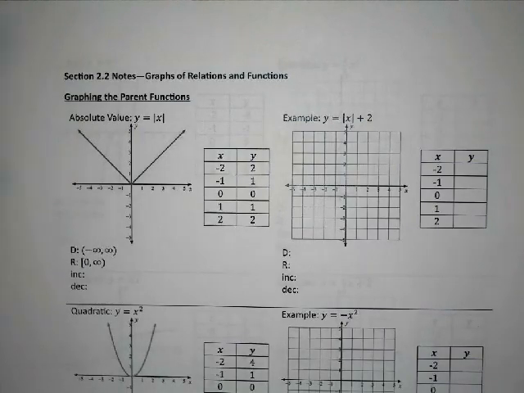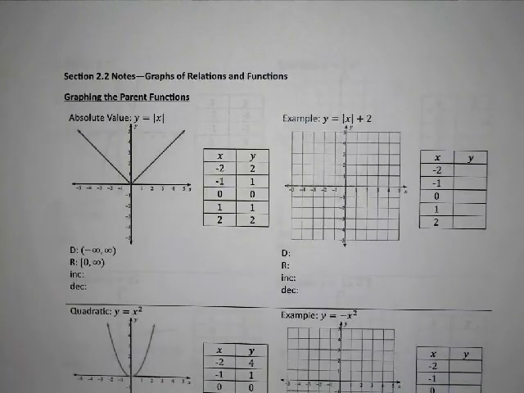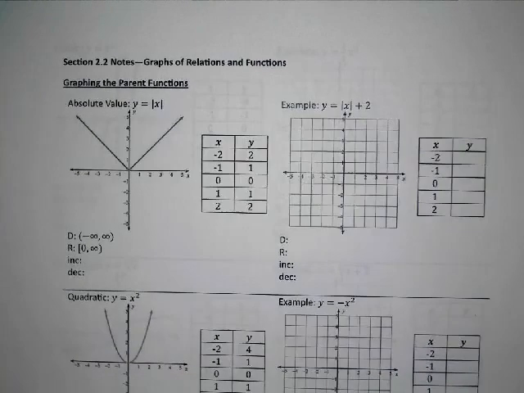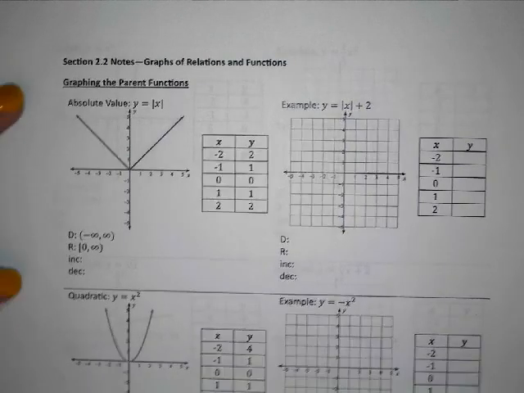These are the section 2.2 notes, graphs of relations and functions. So we're going to start off with looking at the different parent functions. Parent functions are just the original version of a graph with no shifts. It hasn't moved up or down vertically, left or right horizontally. It hasn't been stretched so that it's skinnier or compressed so that it's wider. Hasn't been reflected over the x-axis or the y-axis or anything.